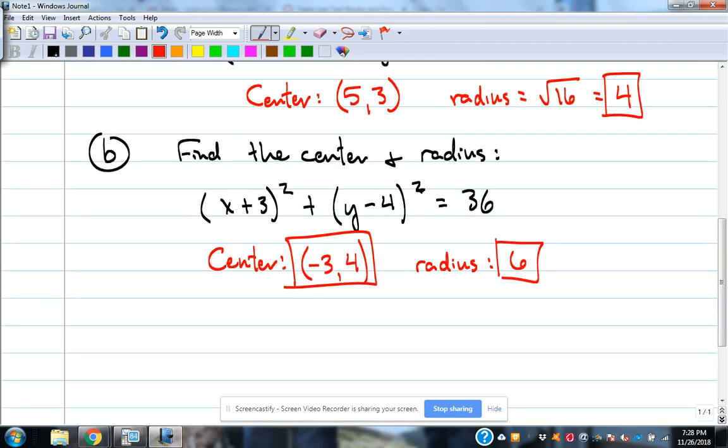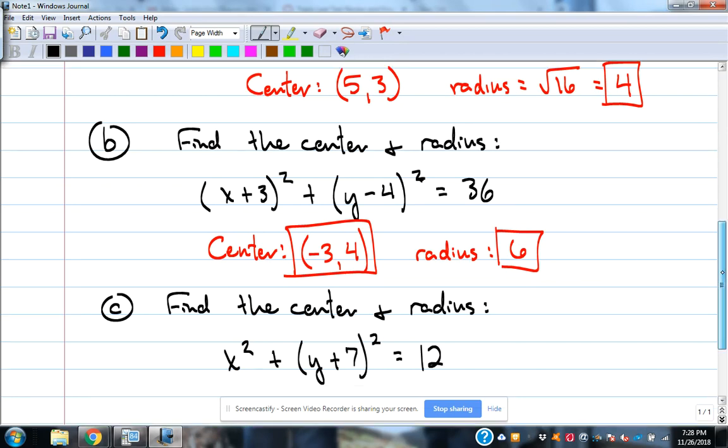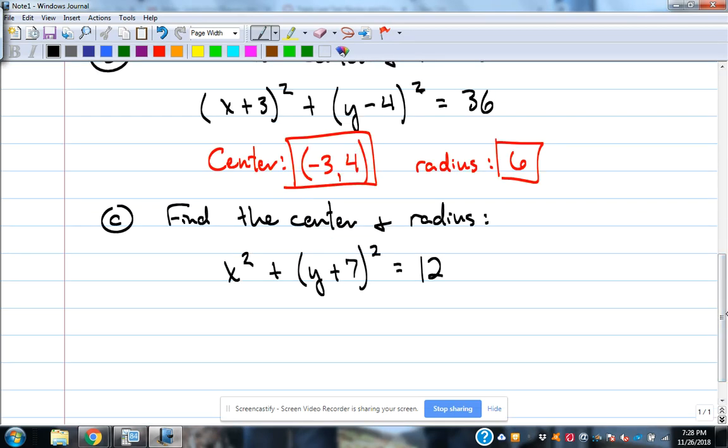Same instructions for example C. Let's throw a little curveball in there. Maybe this is just a slider. Not really a curveball. Doesn't move much. Still something to think about here. Still going to find the center and the radius.